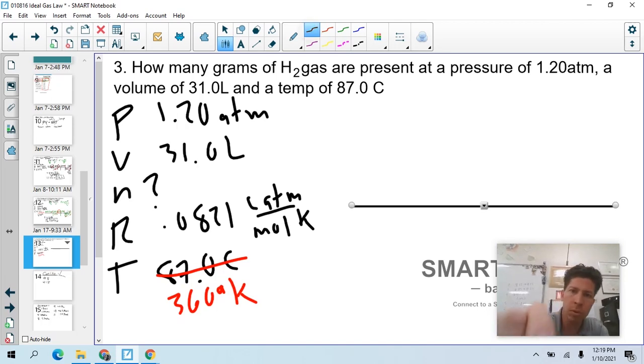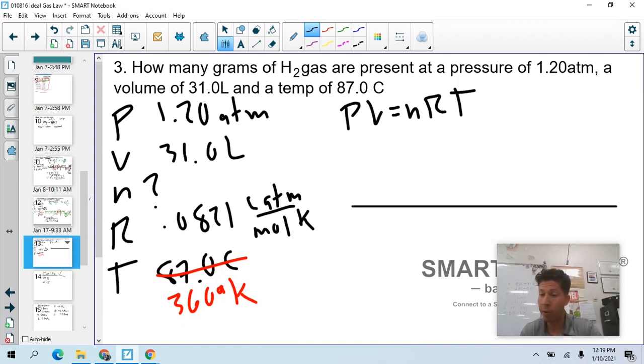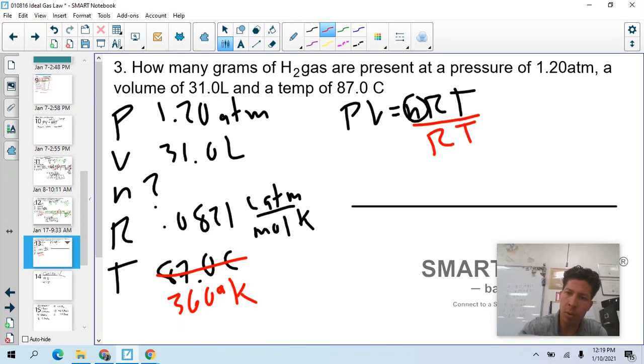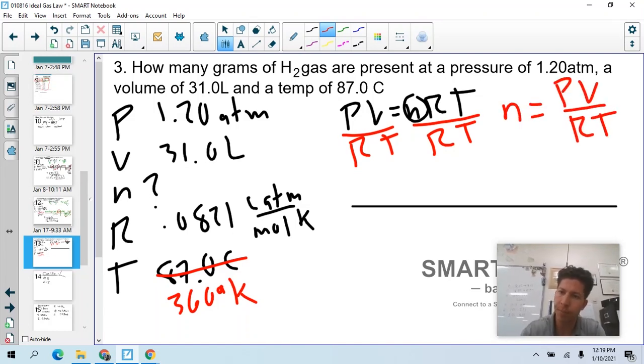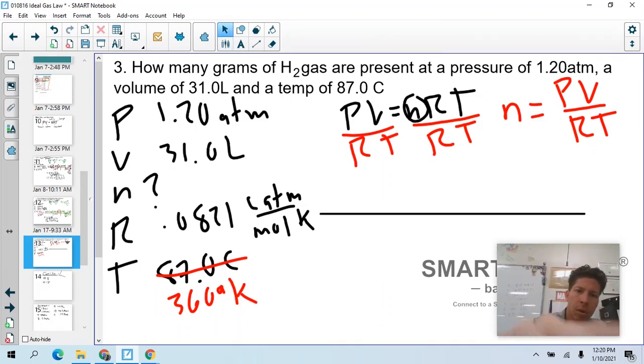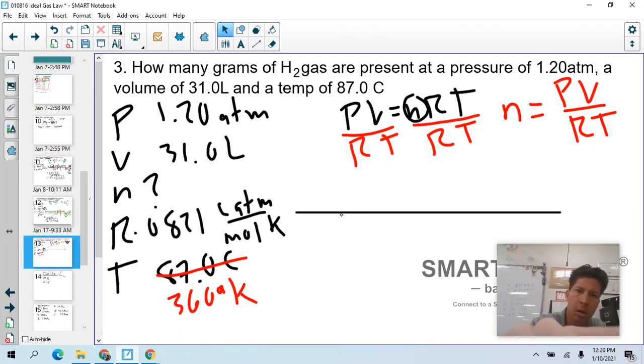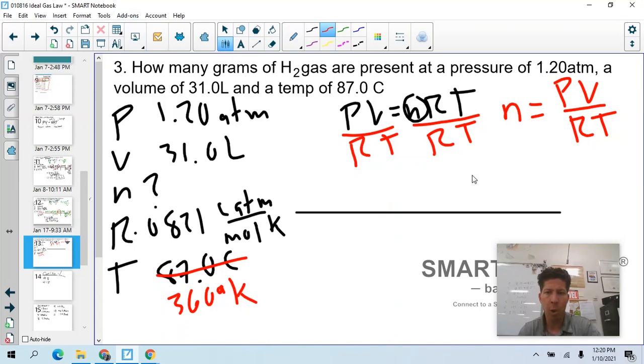Let's go ahead and solve. PV equals nRT. What do I want for this? Well, I want moles. So I've got to isolate moles. To isolate moles, divide by RT. Do it to both sides. So n is going to equal PV over RT. Cool. Let's go ahead and move this over. Go ahead, run that, guys. See what you get.